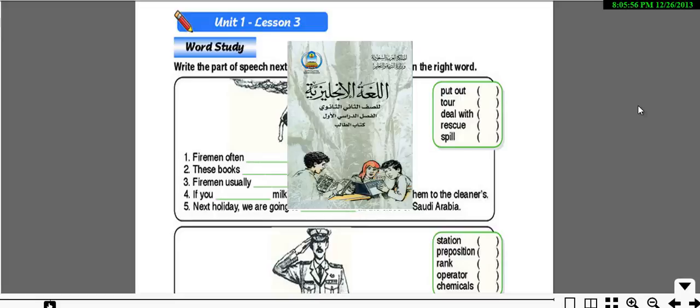Hello everyone, another video with Unit 1 Lesson 3, and it's the word study part. Now, let me just try to see how we can deal with this. The question goes, write the part of speech next to the word, then choose and fill in the right word. Well, that's the part where most students actually fail.